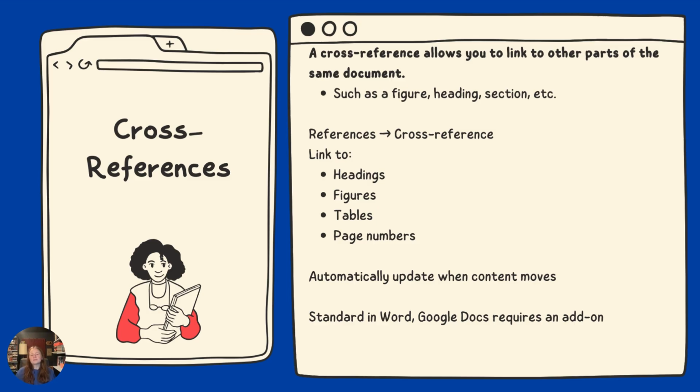So again, this is something that's much more useful in a longer paper. You will probably have seen it in research articles that you've read before. There will be references to something else. It's kind of the same idea. And you can link to headings, figures, tables, or page numbers. And again, this can automatically update. So if you say refer to this on page so-and-so, if that page changes, it will automatically update.